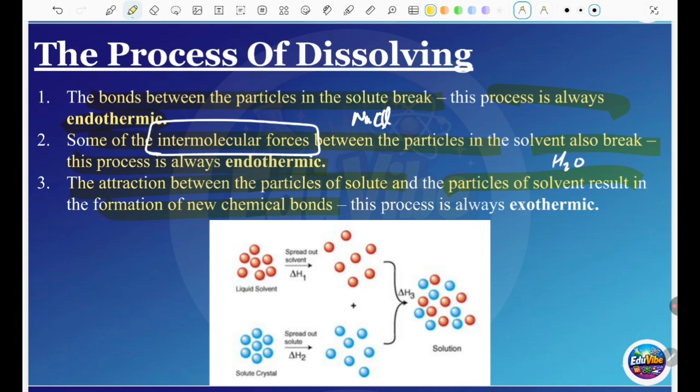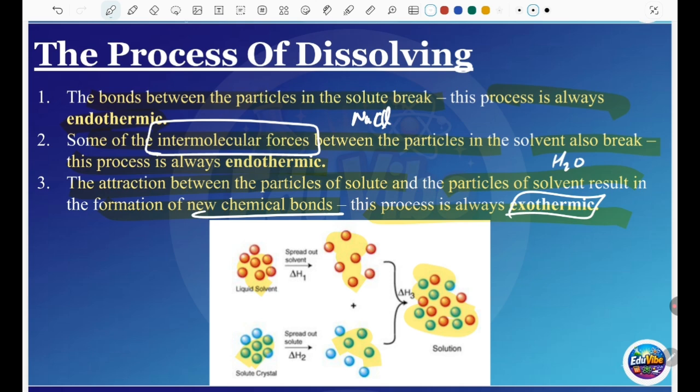So new bonds are formed, and the dissolving can be attained, and at that time the energy, the heat, is released. That's why it's exothermic at the end. So the first 2 steps are endothermic, and the last step is exothermic. You see the visual over there. We have some solvent and some solute. The solvent particles are separated, the particles break, and after that they make one solution after the dissolving.